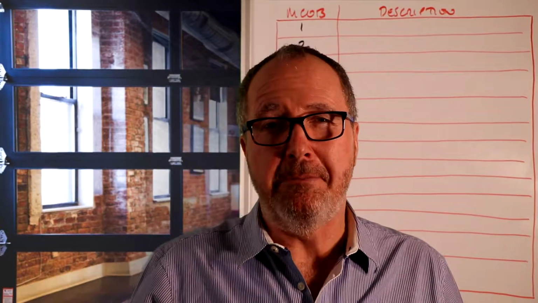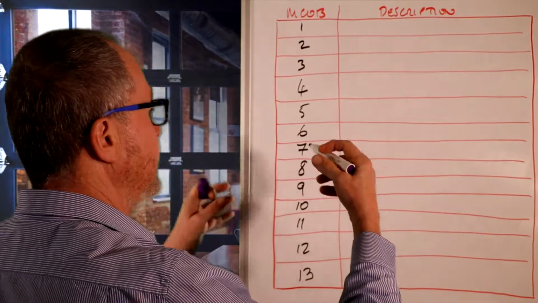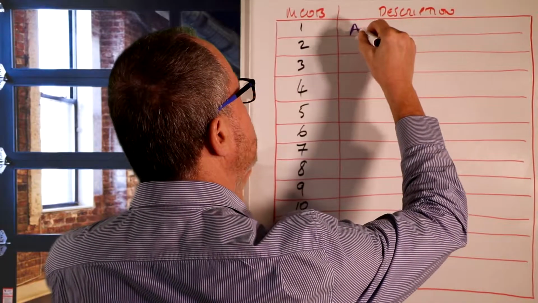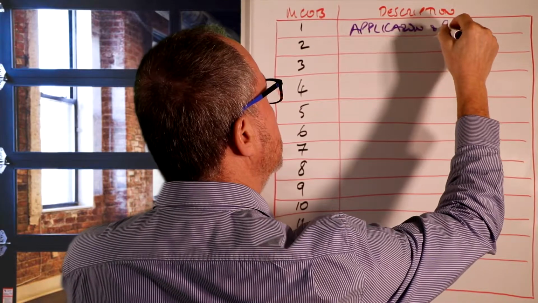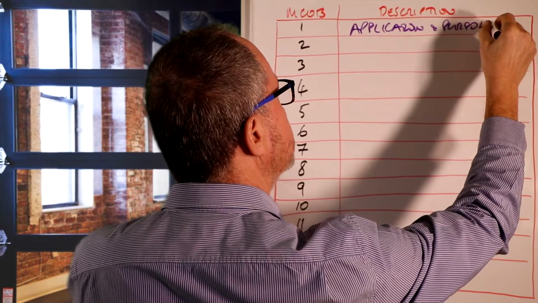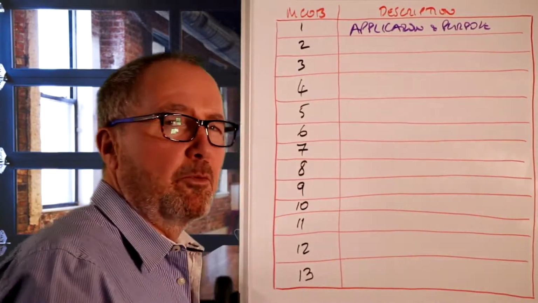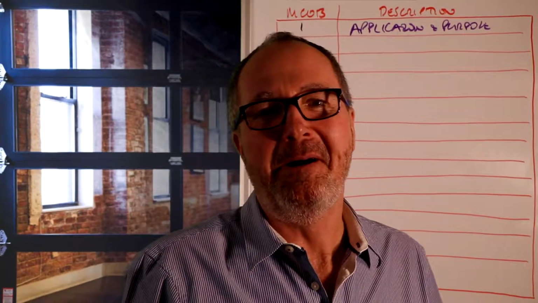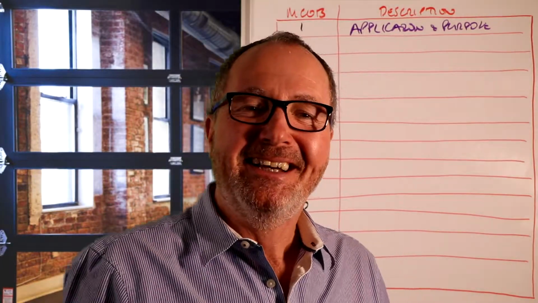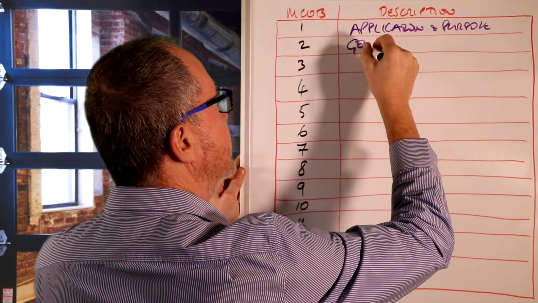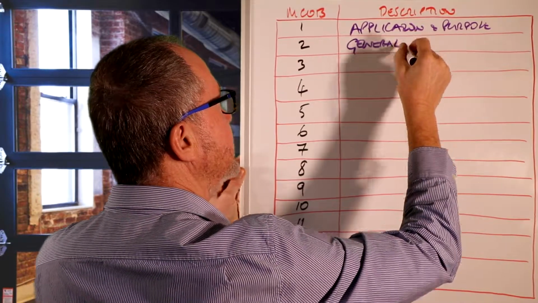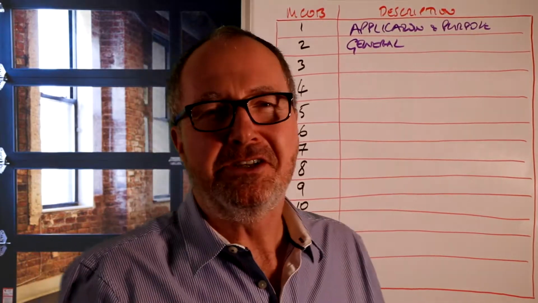Now the first one, MCOB 1, is pretty much like an index, really. This is your application and purpose. So there's always a prelude, really. It's a bit like the introduction in a book, isn't it? So don't worry at all about MCOB 1. MCOB 2 is your general conduct of business standards, so your general standards of conducting business. So again, don't worry too much about that.